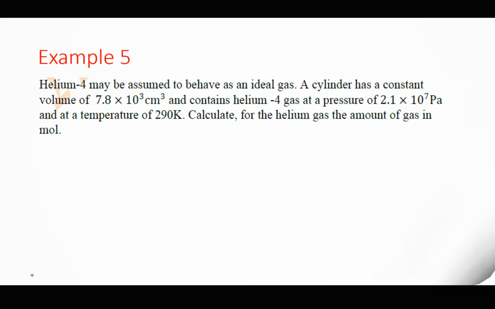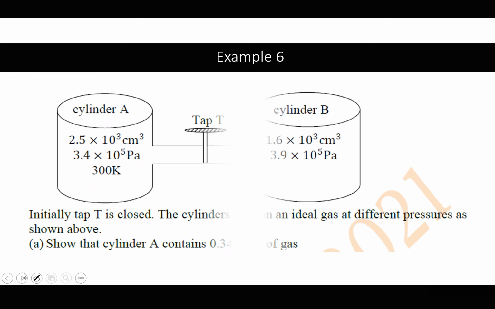May you go to example 6. Initially, tap T is closed. The cylinders contain an ideal gas at different pressures as shown above. So tap T is initially closed and the pressures are different. Show that cylinder A contains 0.34 mole of gas.